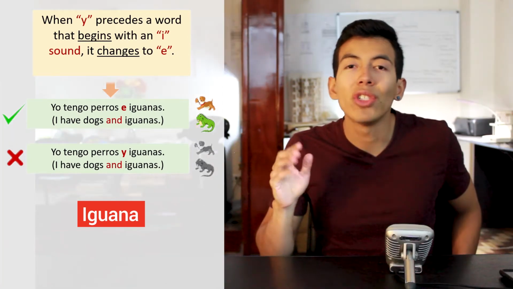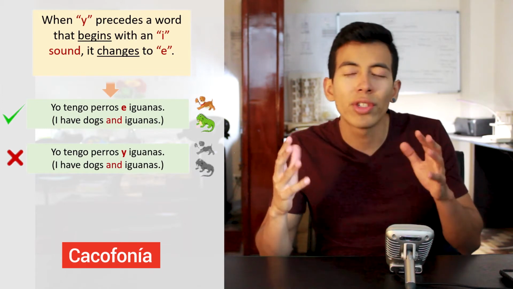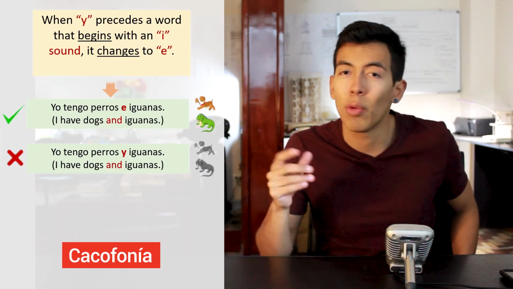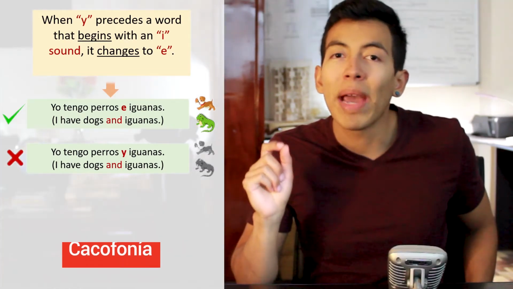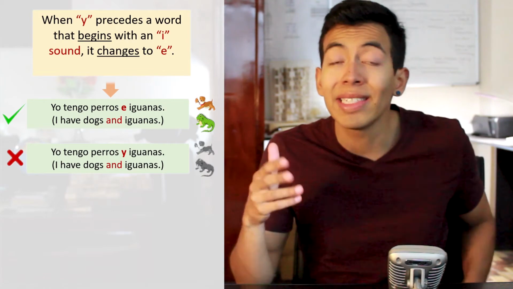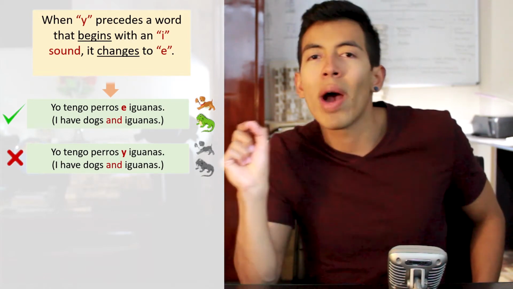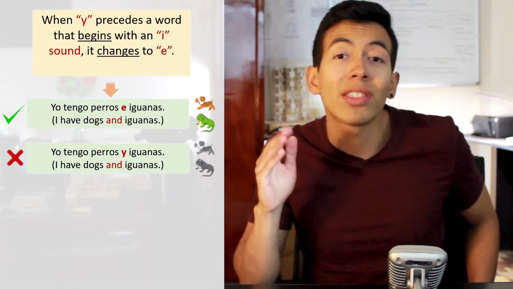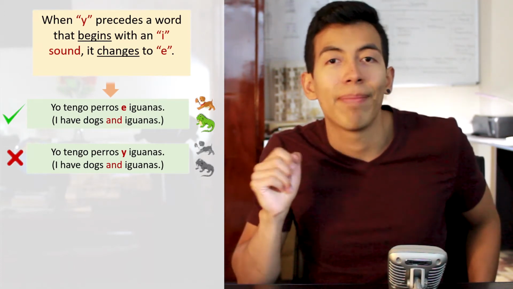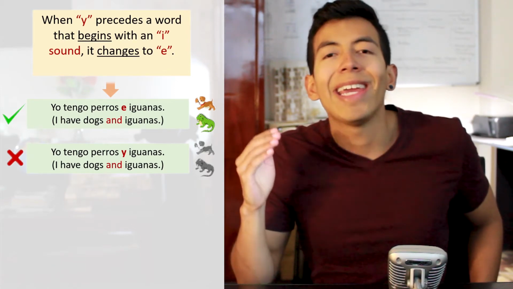And in Spanish, there is something called cacofonía. It's when some words, when they are mixed, don't sound good. And this is the case. So we cannot say "yo tengo perros y iguanas", because it's the same sound and it doesn't sound good. That's cacofonía. And that's wrong. We have to use the letter "e", and it would be "yo tengo perros e iguanas."